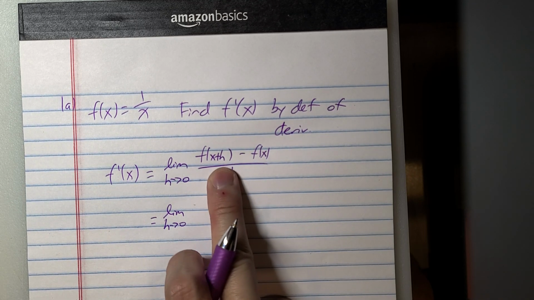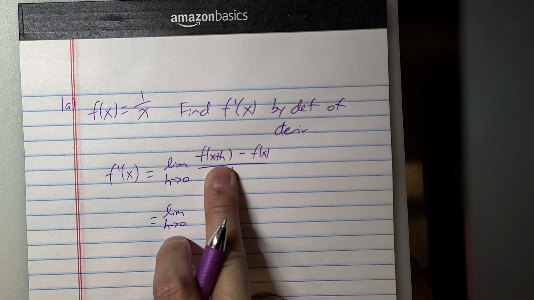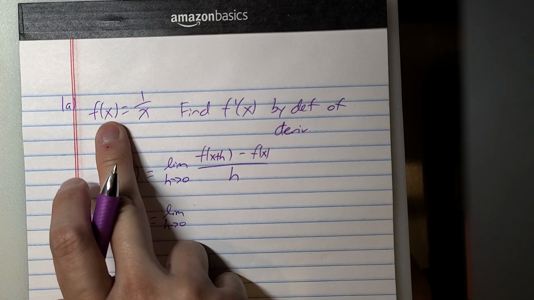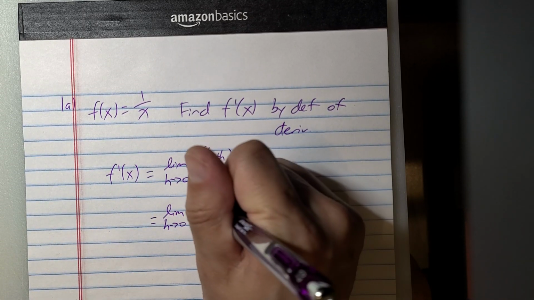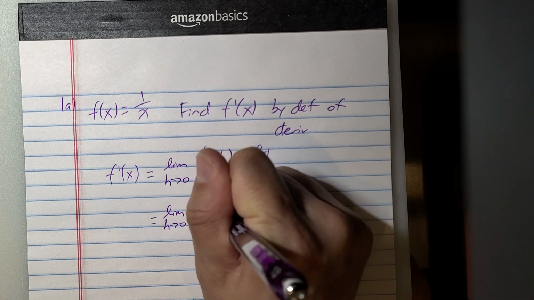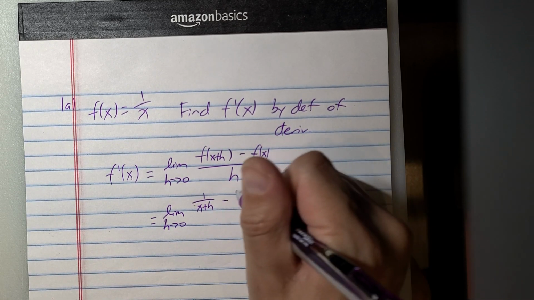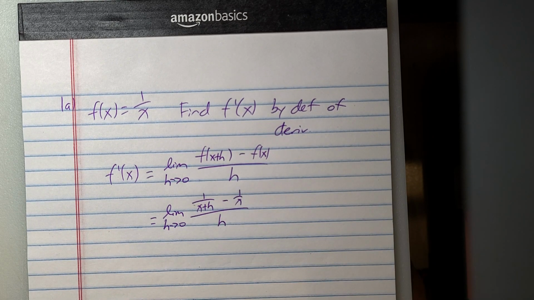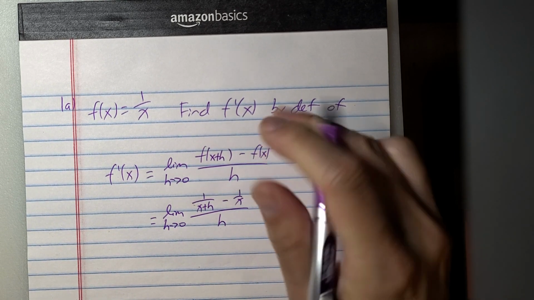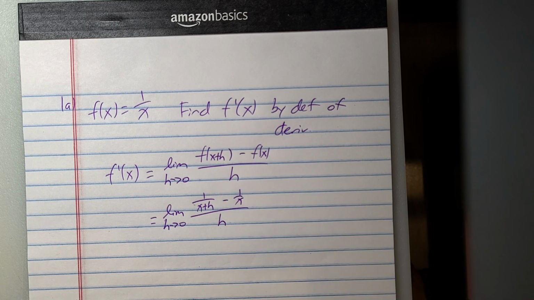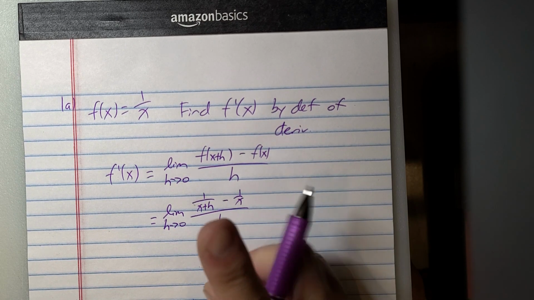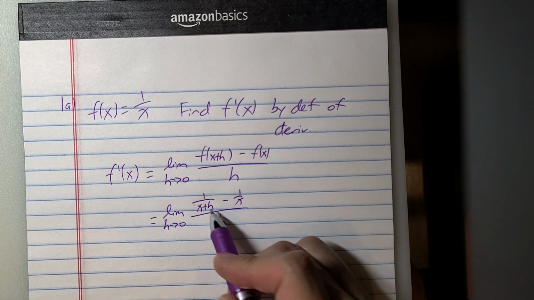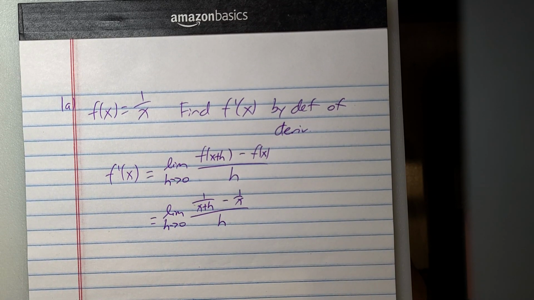Okay, so let's continue. We plug in f of x plus h. Wherever there's x, we plug in x plus h. So it'll be 1 over x plus h minus f of x, which is just 1 over x, all over h. We just used the limit definition of the derivative and plugged in. So how do we proceed from here? Well, the technique usually is we want to combine this into one single fraction instead of this complex fraction here. So how do we do that?